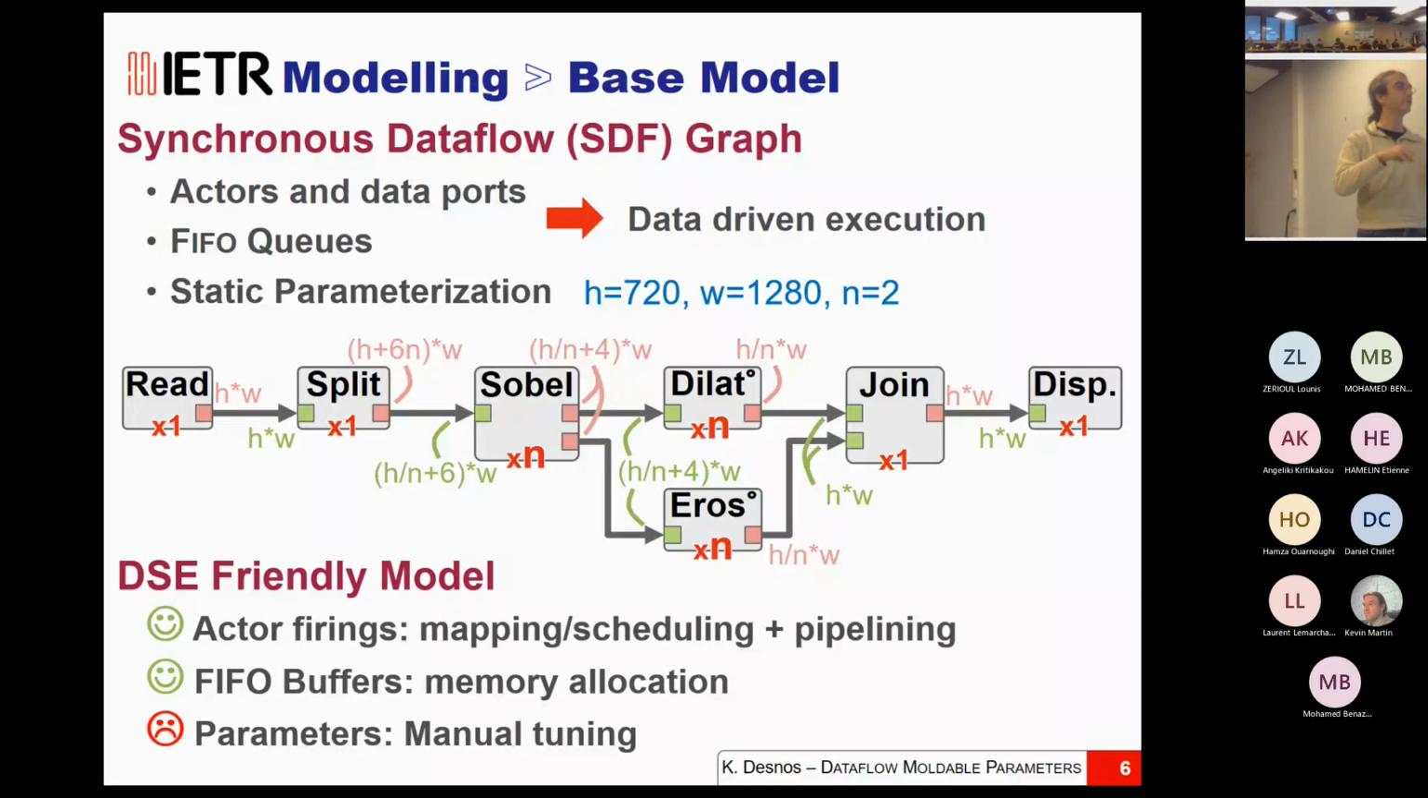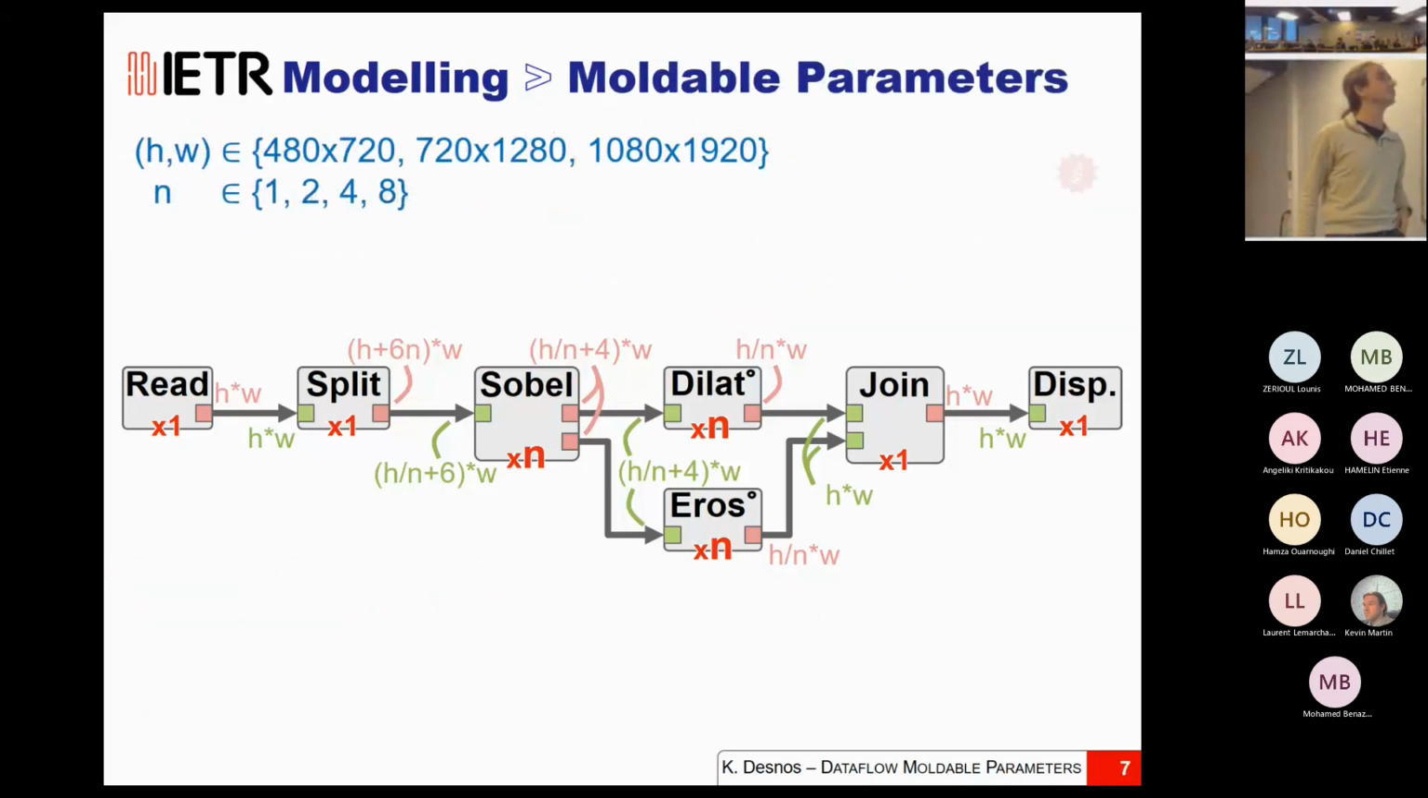So we change the value of the size of the images that we are managing. We change the degree of parallelism to try to see how well it fits on the target architecture. And this is something that was done manually. And so this is what we want to change.